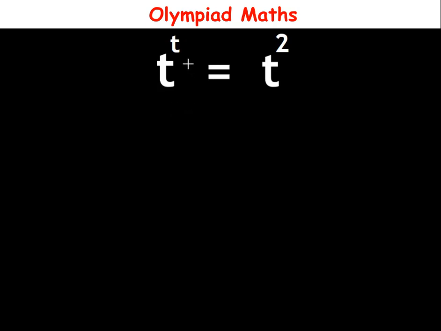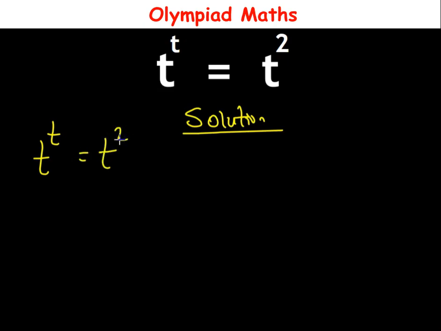So we have t raised to power t is equal to t raised to power 2. So solution, the question is t raised to power t is equal to t raised to power 2. Now by mere inspection, we can conclude that t is equal to 2, right? By simply comparing the exponent. Good. Now, this is not only the value of t, there are other values of t. So let us solve for the other values of t together.